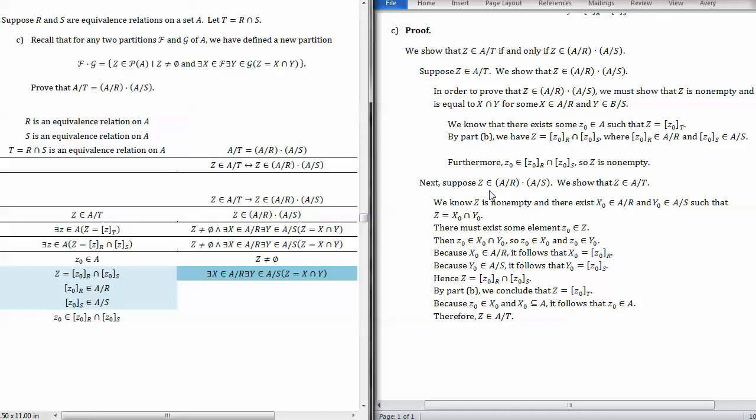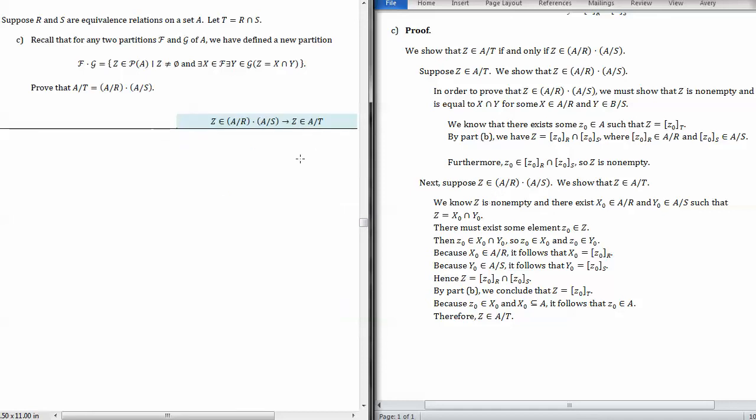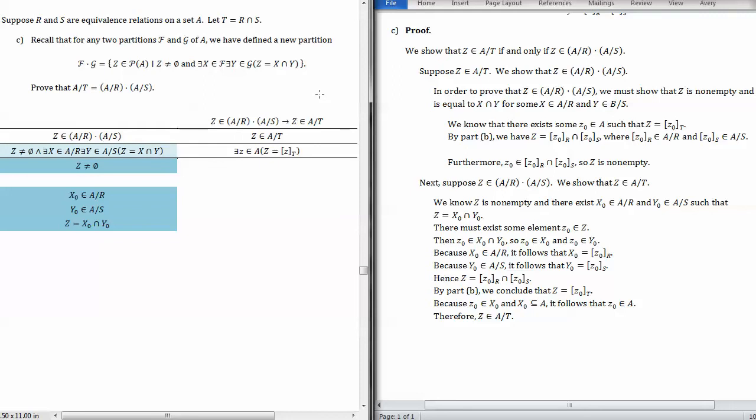And then we got to go the other direction too, right? So suppose we have Z in the dot product, we want to show that Z is in A mod t. This will probably be relatively similar. We read out the definition of Z being an equivalence class of t, right? There's some little z in A such that Z is its equivalence class. And we use the definition of dot product again, just like before. We break that up into the first part here, and then we do a couple existential instantiations to get some x naught and y naught in the appropriate sets of equivalence classes such that Z is equal to their intersection.